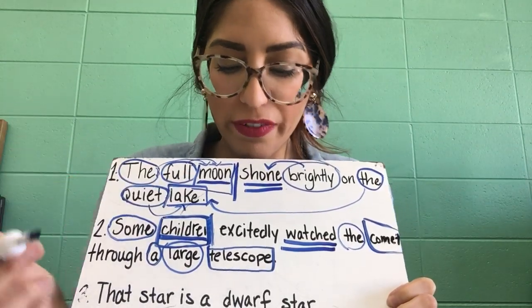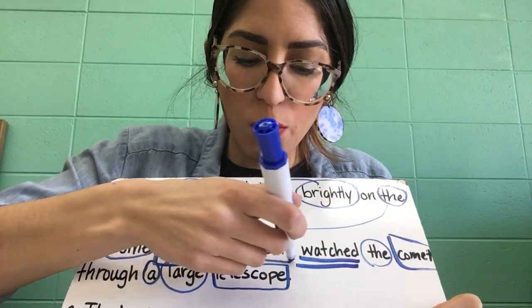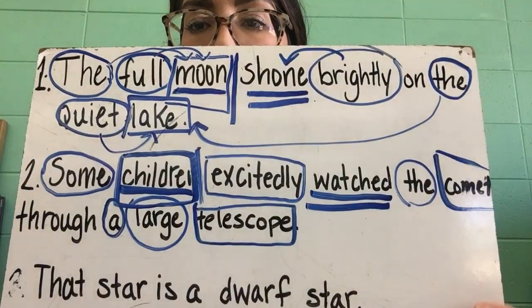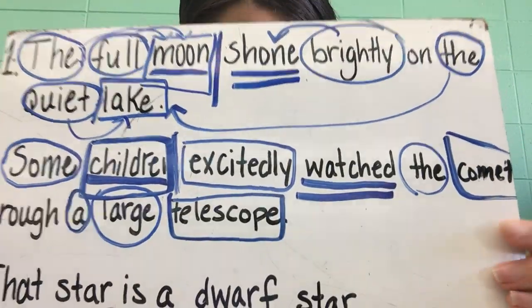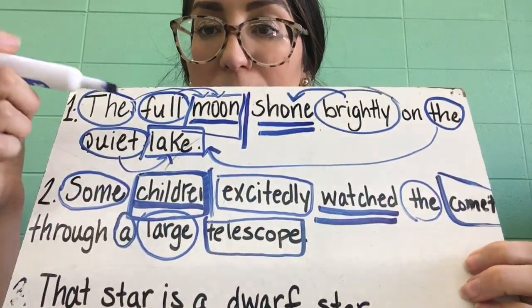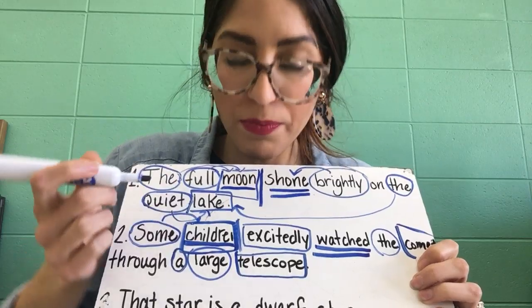Okay, now let's do the arrows. Let's see here. Oh, we forgot an adverb. We need to box up the adverb. Do you guys see it? The ly word, very good. Okay, now that I think we've marked about everything, we can do our arrows, right? So, what is some describing? Very good, children. So let's do our arrow to children.